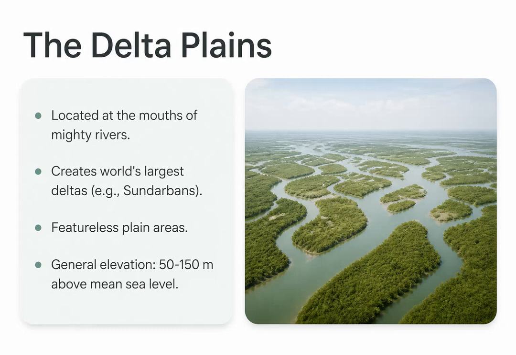Finally, at the southernmost end of the river systems, we reach the delta plains. As the mighty rivers slow down and meet the sea, they drop the last of their sediments, creating massive deltas, including the famous Sundarbans. Topographically, these are extremely flat, featureless plains, with a general elevation ranging from just 50 to 150 meters above mean sea level.